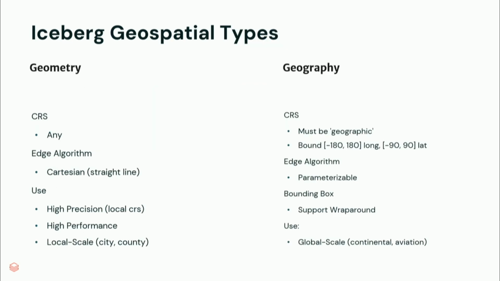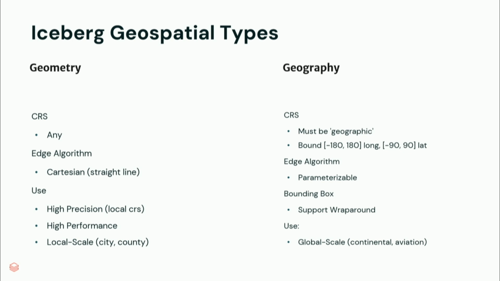So all this is to say, there's a lot of technical discussion there, but after 1 year of discussion, we got the two types into Iceberg, the geometry and geography types. The geometry type, for most use cases, I think is fine because it's faster.